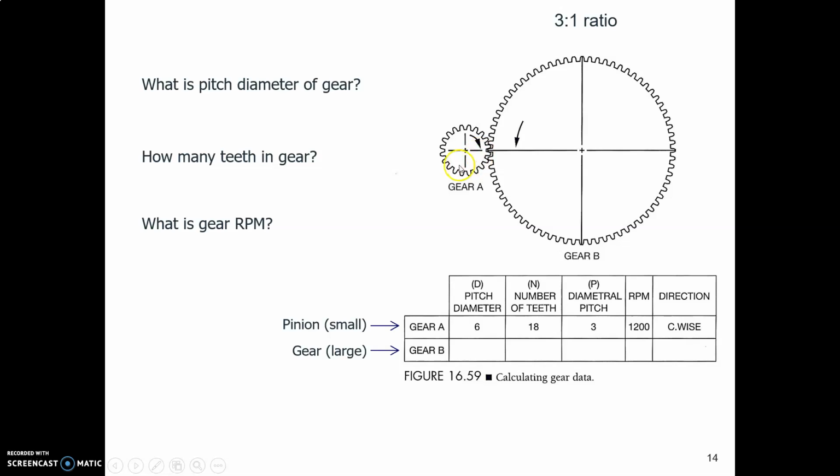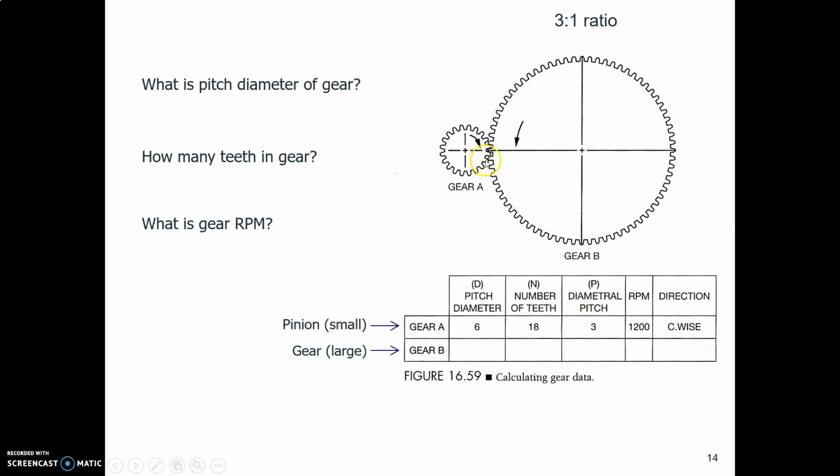If the little one, the pinion, is turning 1200 RPM, and that's the fast speed, now let's see, if the fast one is going 1200 RPM, and it's a 3:1 ratio, what speed is the slower big one turning? What is 1/3 of 1200 RPM? The big one must be turning what? 400 RPM.